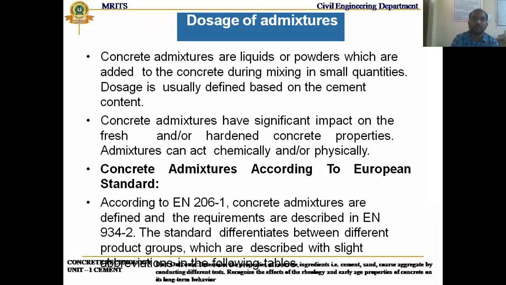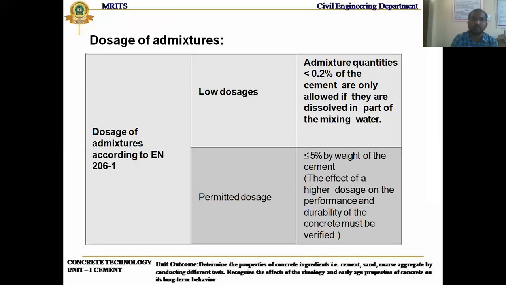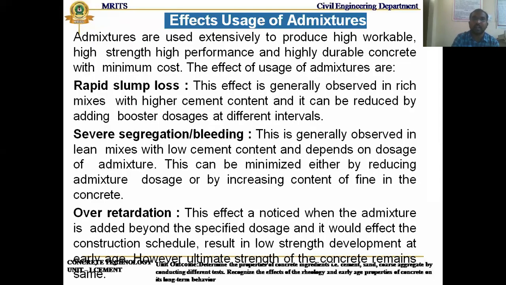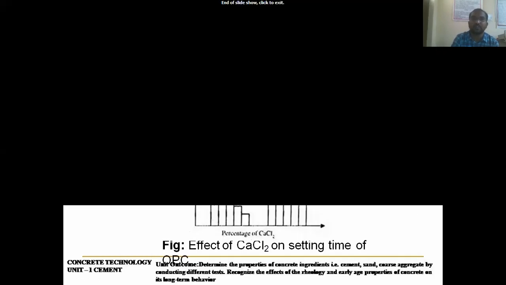So dosage of admixtures. The dosage of admixtures should be added in a sufficient quantity, and if it exceeds, what happens? The low dosage needs to be less than 0.2%, and the permitted dosage should be less than or equal to 5%. The dosage should be maintained. And now the effect of usage of admixtures.